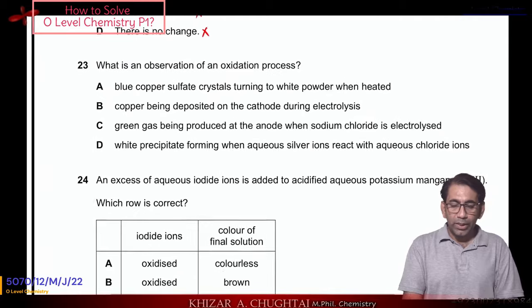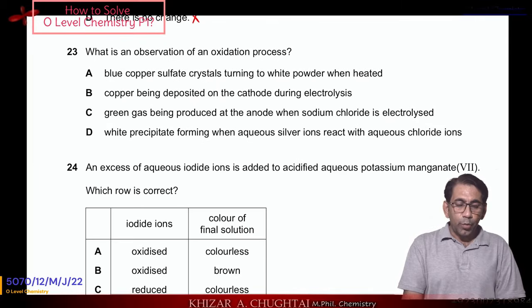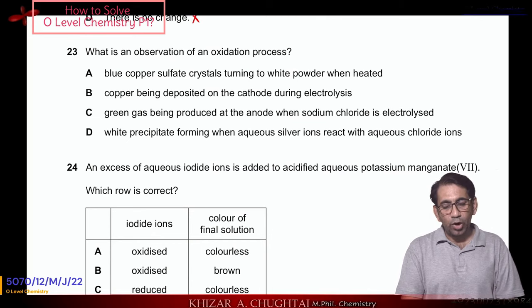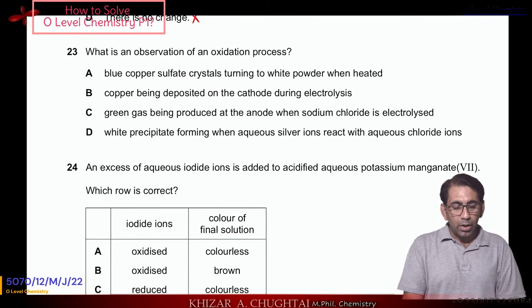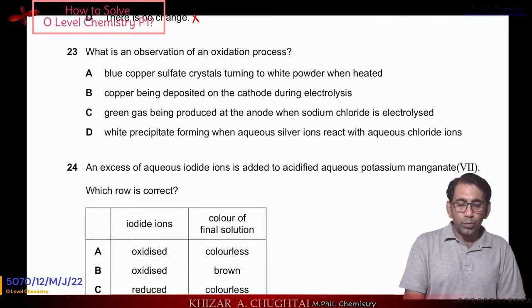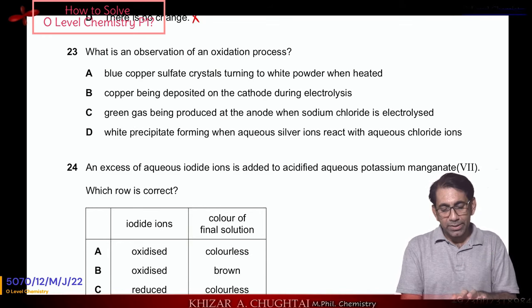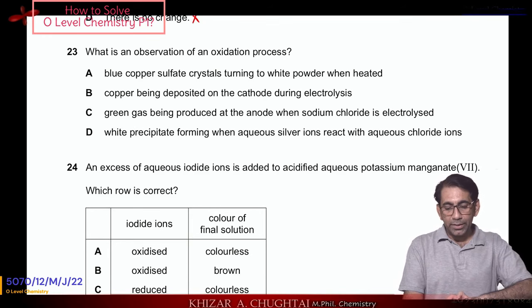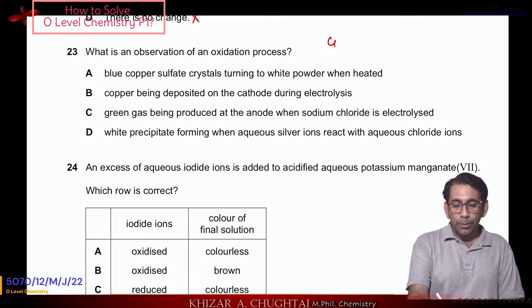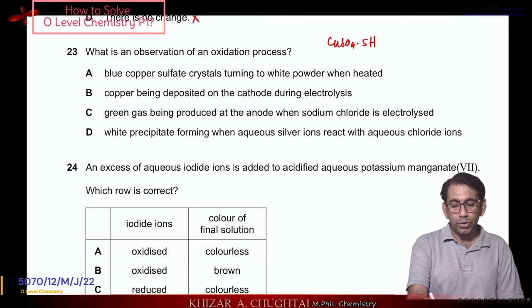Question number 23. What is the observation of an oxidation process? A. Blue copper sulfate crystals turn to white powder when heated. It means that this copper sulfate has water of crystallization. It may have 5, 7, 2, 3, and so on.